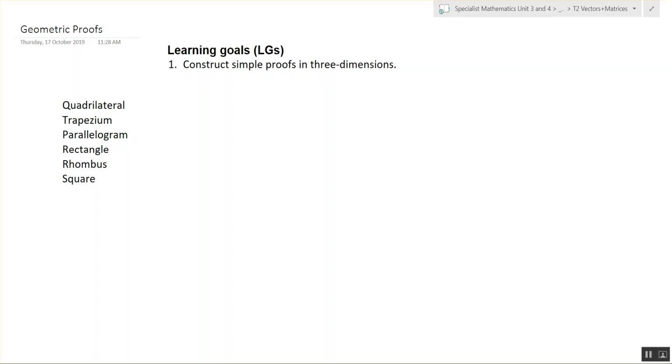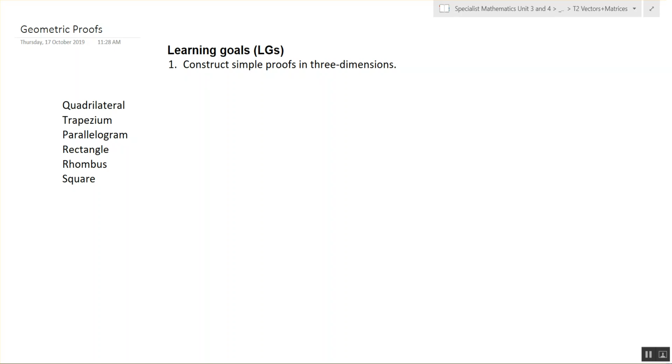Welcome to today's lesson. Today we are looking at geometric proofs. So your goal by the end of it should be to be able to construct simple proofs for geometric shapes. It's important in doing geometric proofs that you actually know the different types of shapes that you might be dealing with.